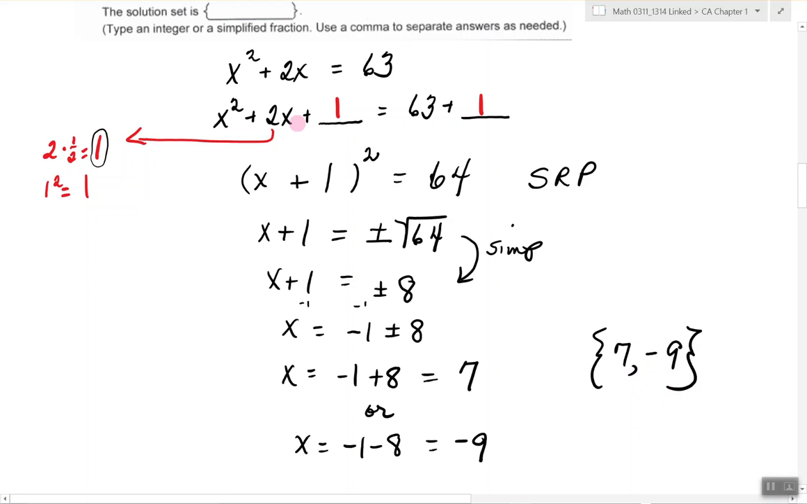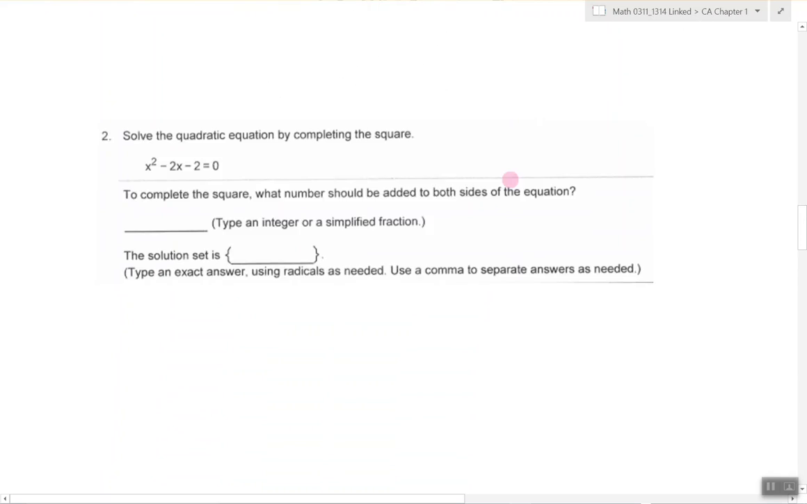But this is why it's called completing the square. You're figuring out what number to put here so that this is a perfect square trinomial and can be replaced with the binomial squared. This work over here will be helpful as the problems get a little more complicated. Let's look at number 2.